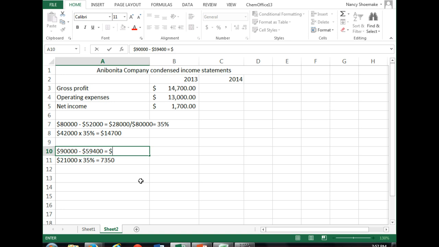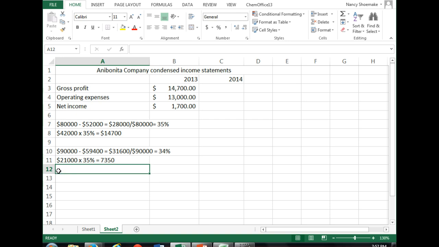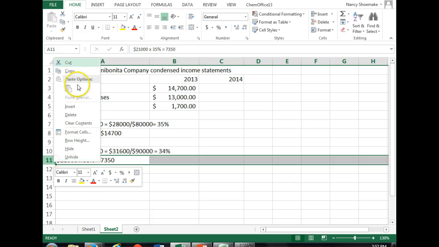39,600? 31,600? Divide that by 90 is equal to what? 34%. And what are we going to take with that 34%? What collections happened?